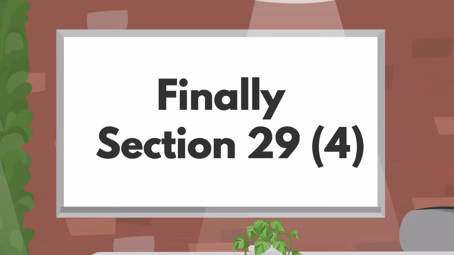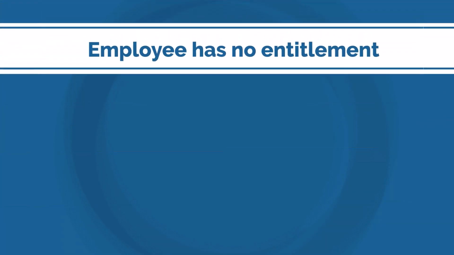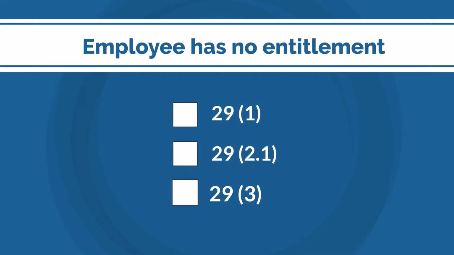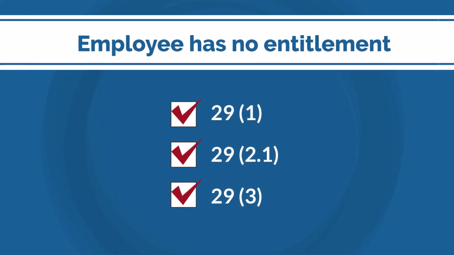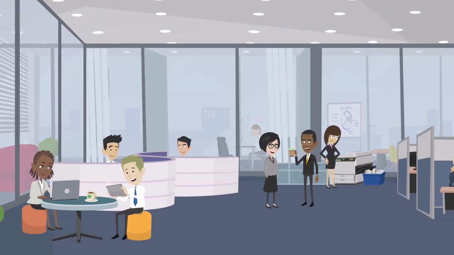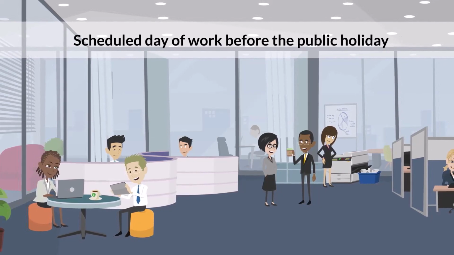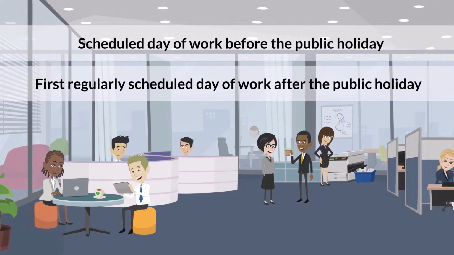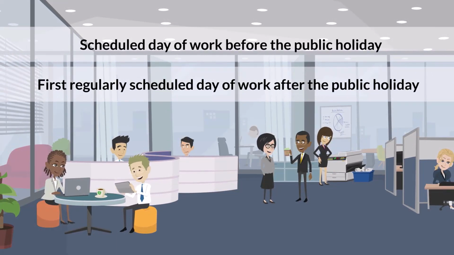Finally, Section 29, subsection 4 notes an exception where the employee has no entitlement under subsections 1, 2.1, or 3 if they fail, without reasonable cause, to work their last regularly scheduled day of work before the public holiday or their first regularly scheduled day of work after the public holiday.